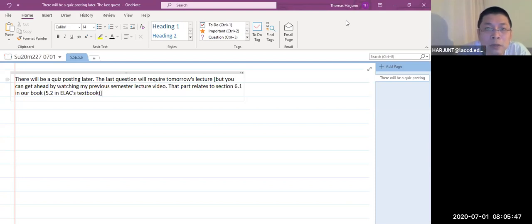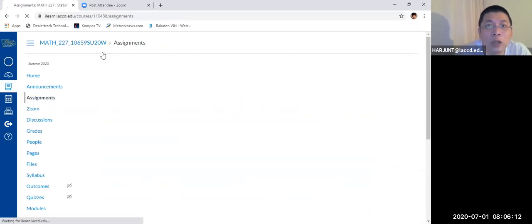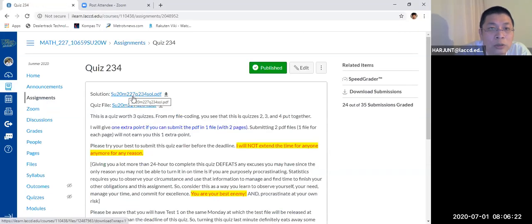Okay, somebody asked me if they can get correct answers for quiz 2. Give me a second. Okay, I usually post the solution for the quiz. I hope you're at the screen of my browser now. Okay, yeah. You go to the quiz. I post the solution there. I post the solution here.